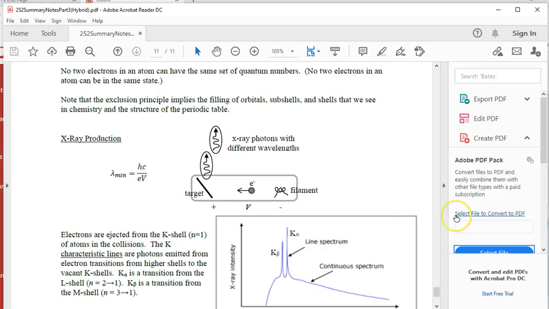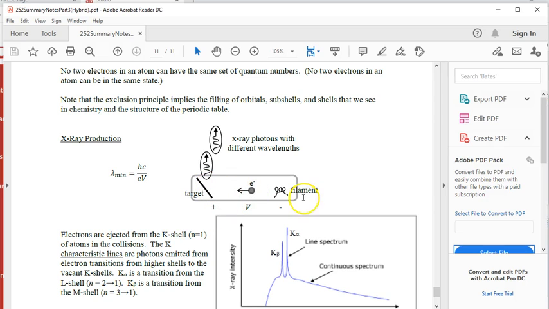Hey everybody, welcome back. Okay, so in this video, I'm going to try to keep this one short. We're going to talk about X-ray production. Since now we have the idea of energy levels, we can understand what a typical X-ray spectrum looks like. So first of all, what's the conventional way to produce X-rays?